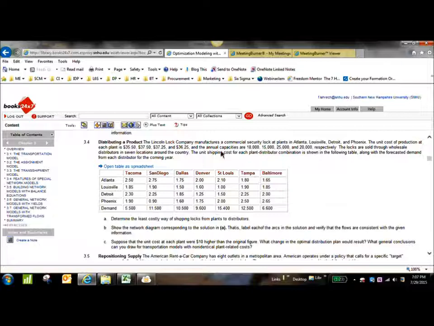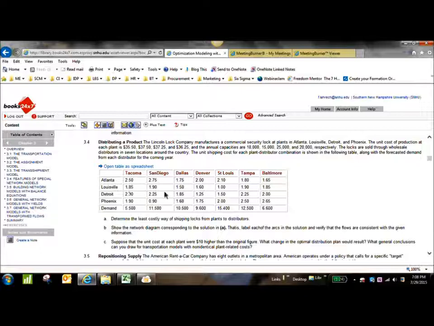So you're adding the unit cost of production at each plant. These are the plants, and these are the destinations. For this plant, you have a unit cost of $35.50 plus $2.50 for shipping. So you add $35.50 to $2.50, you add $35.50 to $2.75, and you add it to $1.75, and so on and so forth. And you do the same thing for the other one, Louisville, $37.50 plus $1.85.